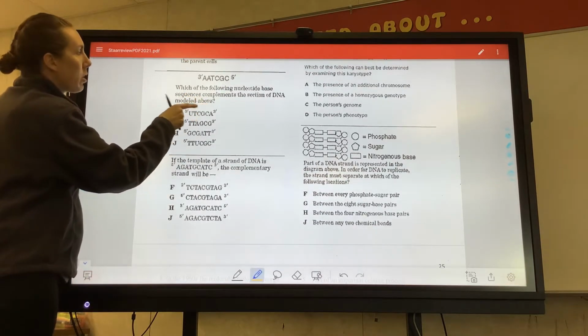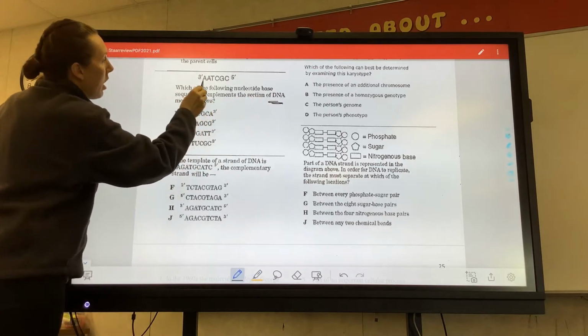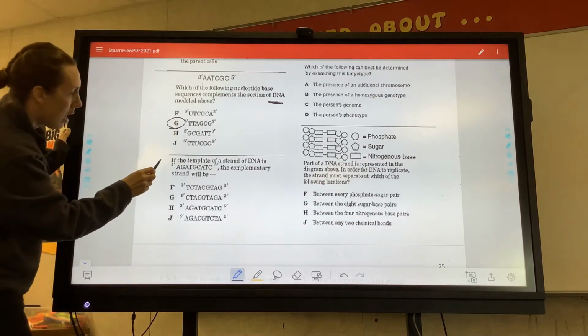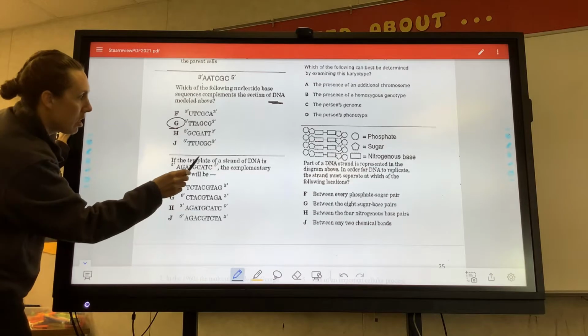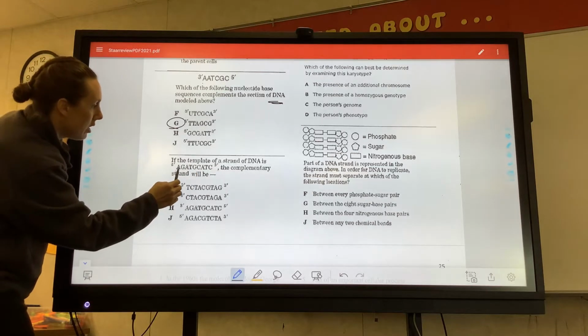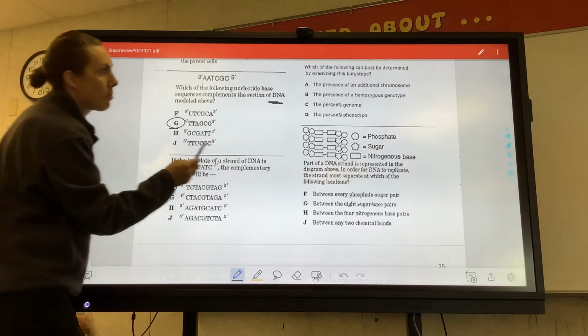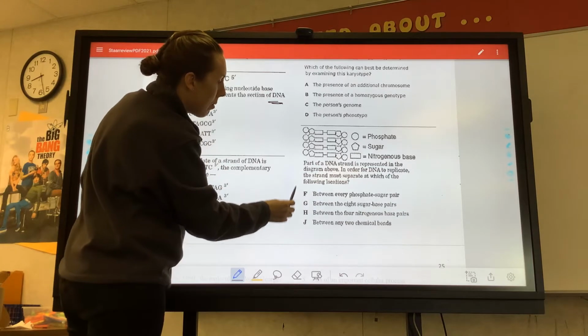Which of the following nucleotide base sequence complements this? So it's just which one binds complementary. TTA. Yep. If the template strand of DNA is this, what is the complementary? T, C, T. Yep, that's the only one. Okay, which of the following can be, we already did that one.